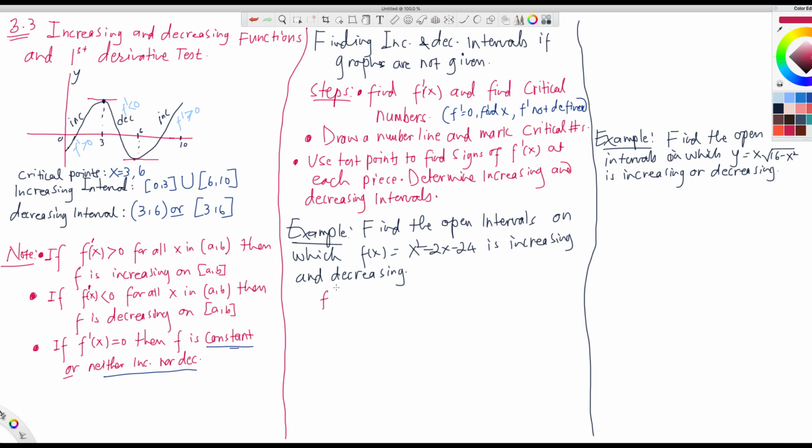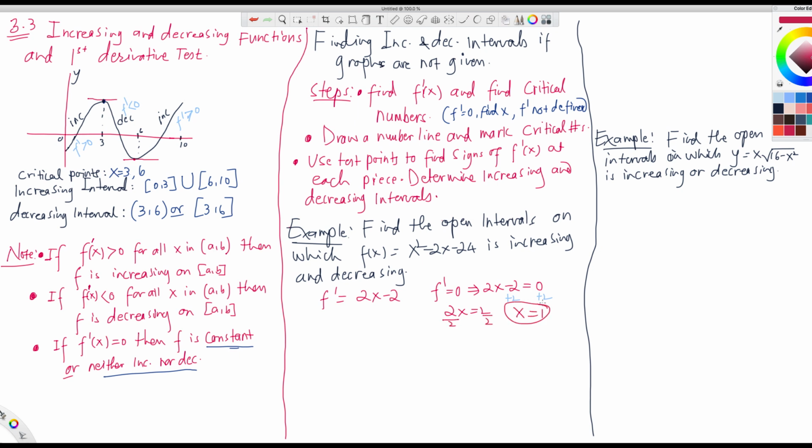What is f prime? F prime is 2x minus 2. Set f prime equal to 0. So f prime equals 0 implies 2x minus 2 equals 0. Now solve it. How do I solve this? You just add 2, right? So what do you get? You get 2x equals 2. Divide by 2. What do you get? You get x equals 1.